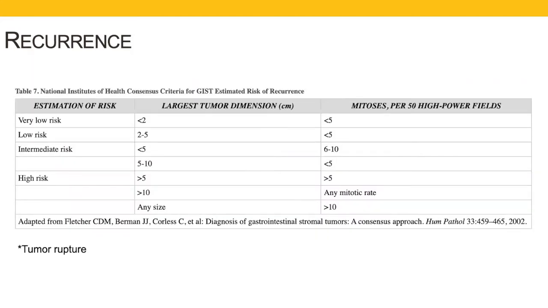Their risk of recurrence is also determined by the size and the mitotic rate. So here you can see that smaller tumors with a low mitotic rate have a low or very low risk of recurrence, and larger tumors with a higher mitotic rate have an intermediate or high risk of recurrence. And this is important when determining medical therapy, which I'll talk about in a little bit.